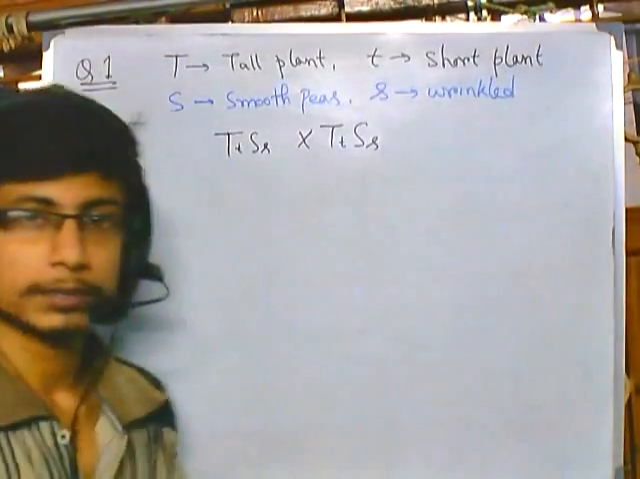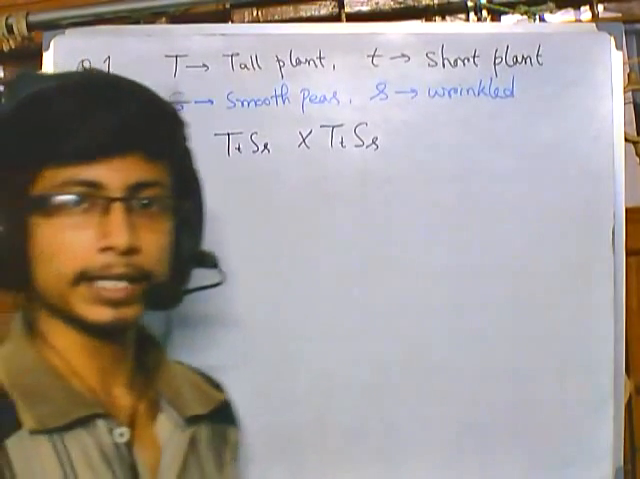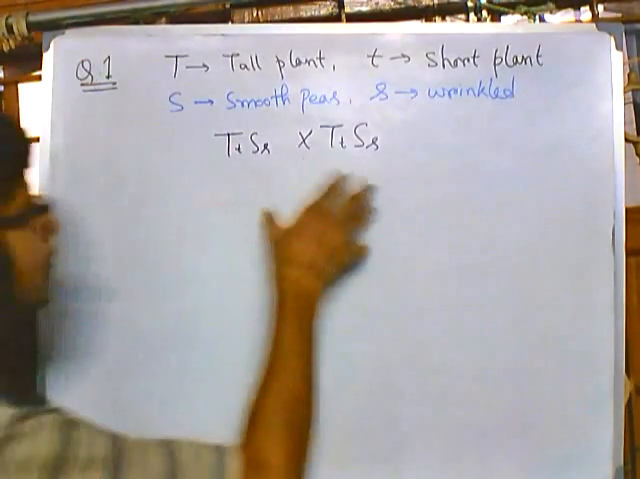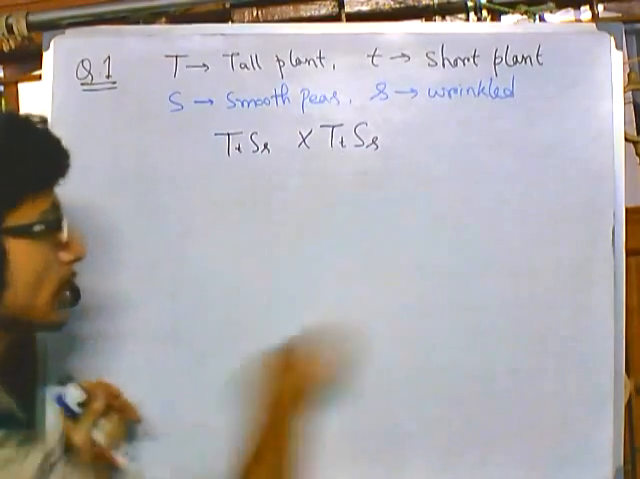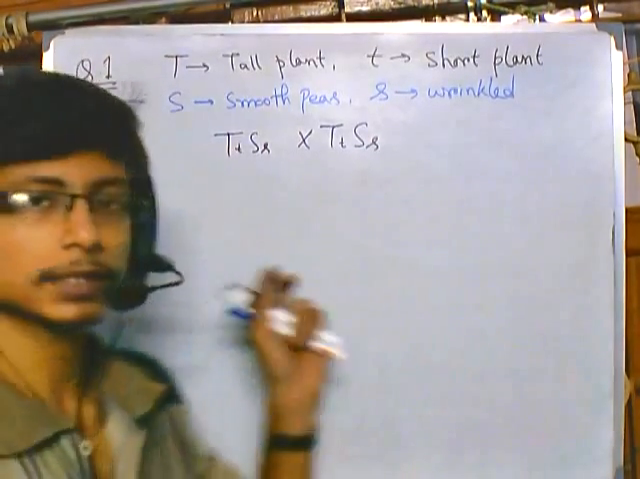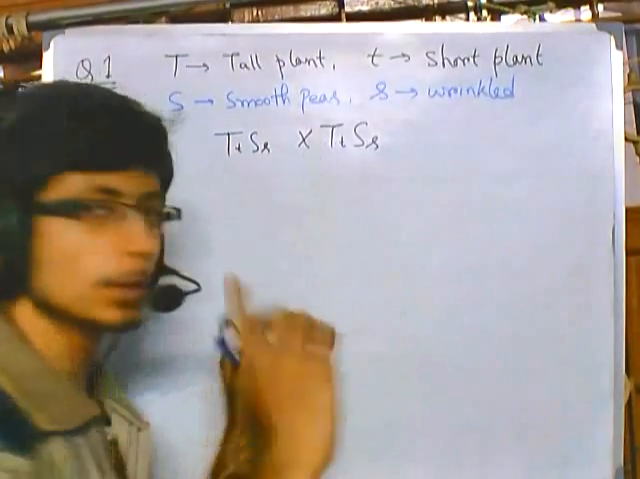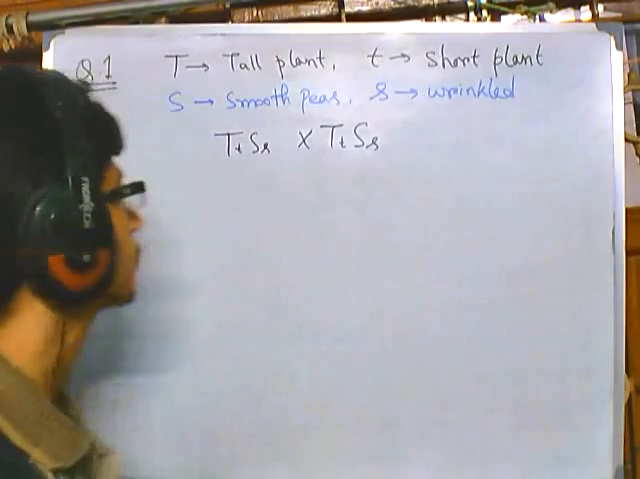This is the cross. Okay, now we can do this. We can do this cross simply by producing the Punnett square. So in the Punnett square, 16 things will be coming. So let us do this for both the cases. For the first question, let us understand from both the perspectives how to solve this question.